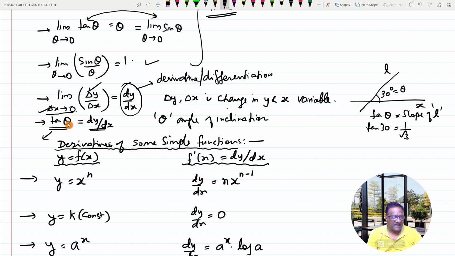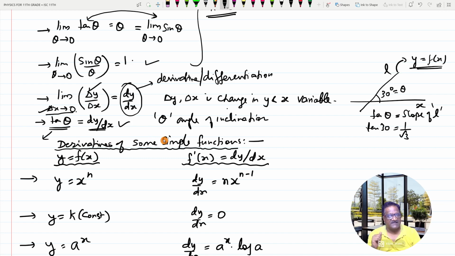So this tan theta will give you the slope if you have knowledge of this angle of inclination theta. And suppose you don't have knowledge of this angle of inclination, but you know that this particular graph is a y is equal to f of x function. If you know the function, then you can find out the derivative dy by dx of this function. That dy by dx will give you the slope of this line. So these are the concepts of mathematics that you are going to use in physics.